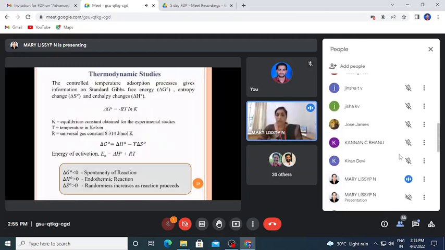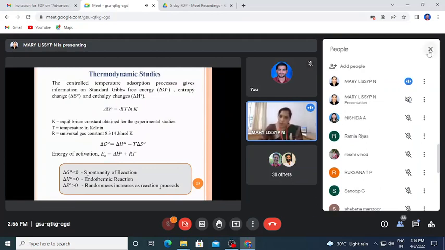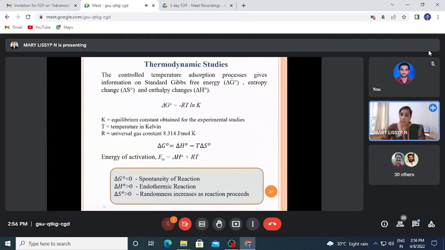Now, another important study is the thermodynamic study. This is also an important factor in adsorption study because it relates to three parameters: Gibbs free energy change, entropy change, and enthalpy change. The equation is given here to find the Gibbs free energy change, and the energy of activation is also an important factor to be considered in the adsorption process. After doing all these calculations, you can check the delta G degree value. If it is less than zero, that means a negative value, the nature of the reaction is spontaneous.